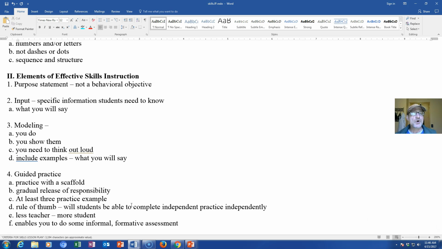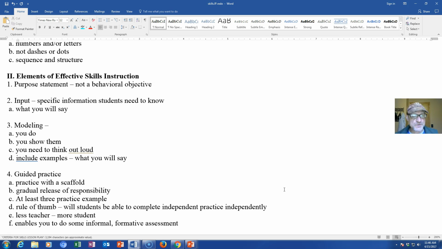This is input. What I am telling you, what you need to know, what I am going to say, that is input, and that's what it looks like. That is what list or outline form looks like. Numbers, letters, yes, indentation. You have to have modeling in the elements of effective skills instruction. I've told you what it is. I've told you the steps. Now watch me as I do it.